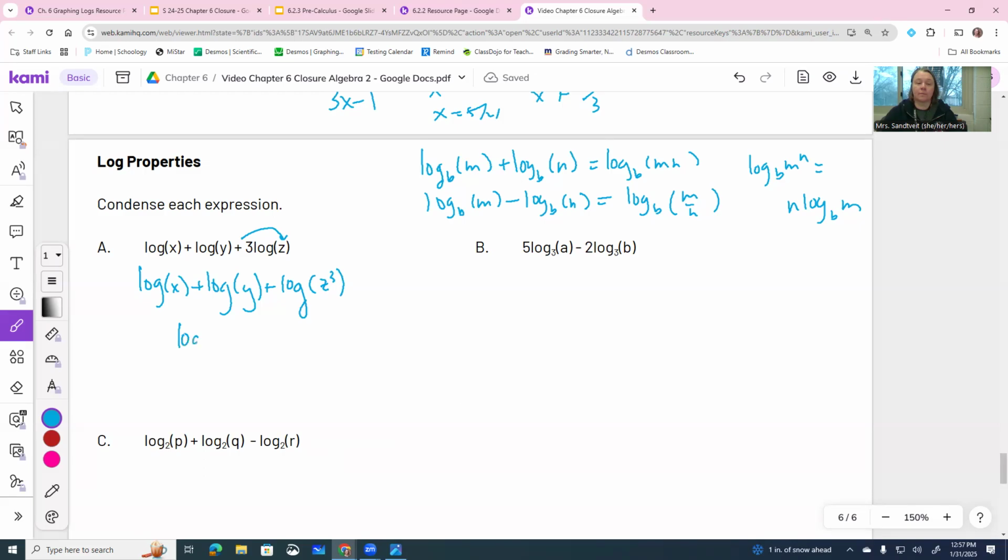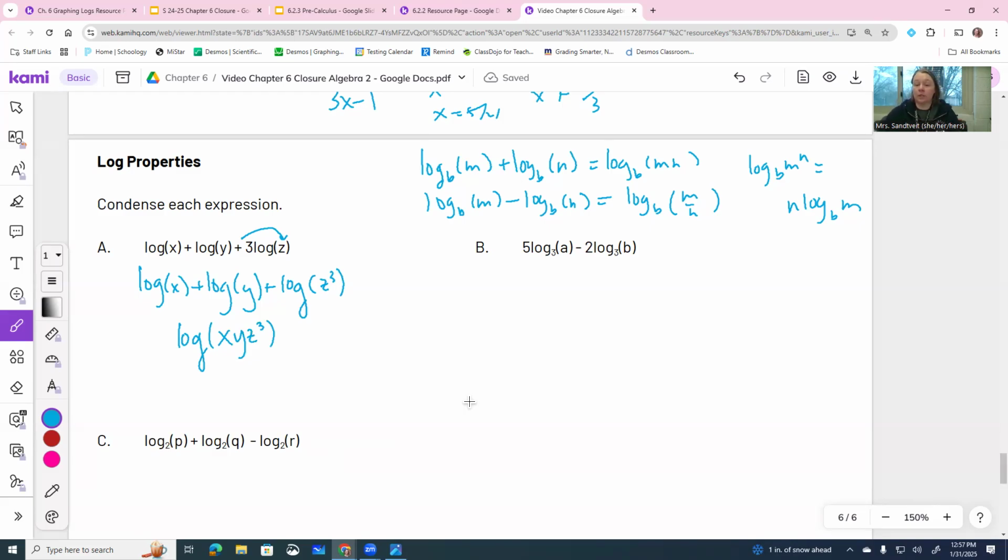Thank you. Bye-bye. Okay, so I brought the 3 up as a power, and now these are all being added, so I can rewrite it as a single product. So x times y times z to the third, right? Condensing the log of a single expression, nothing in front of the log, just one thing.